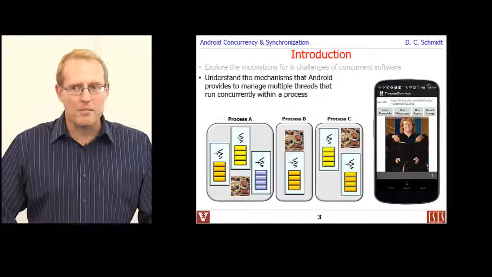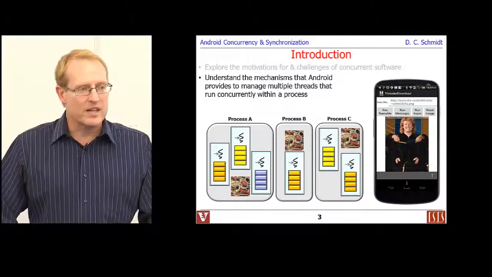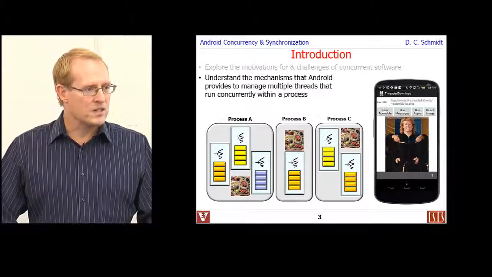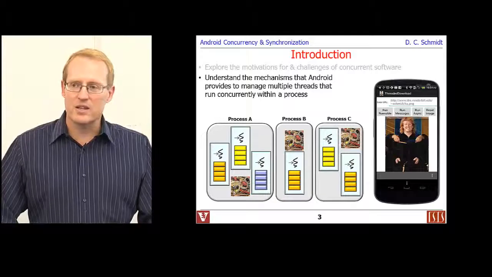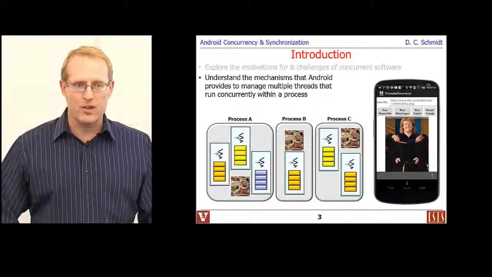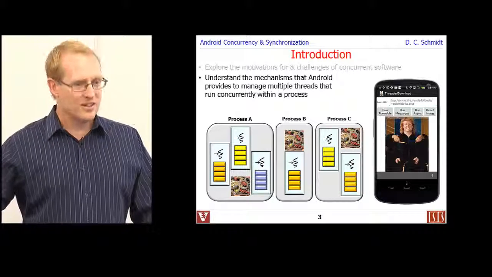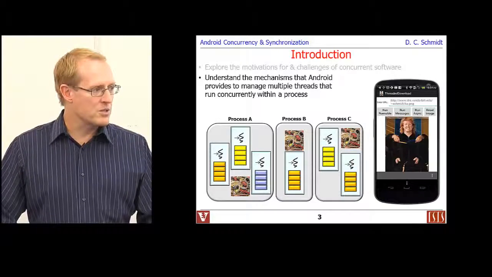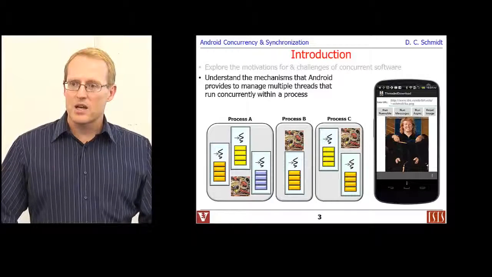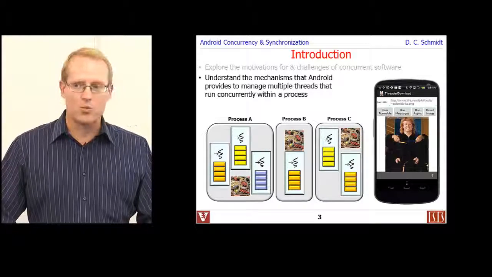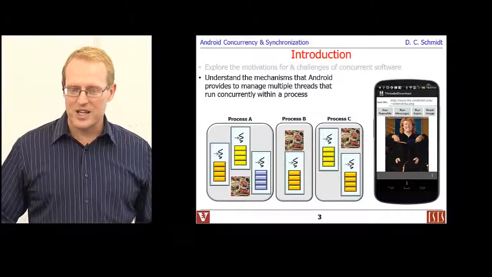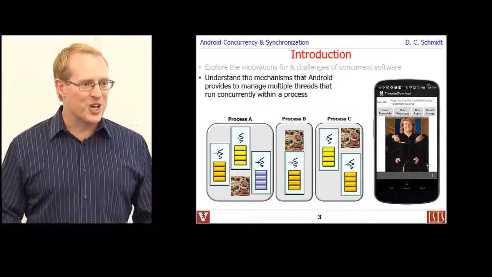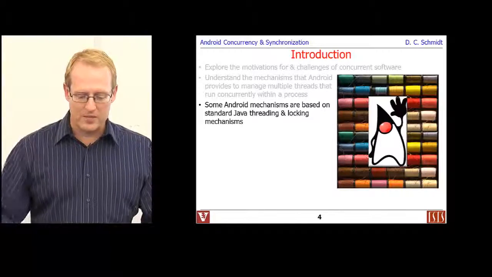We're also going to talk about the mechanisms that Android provides that allow you to manage multiple threads that run concurrently within a process. In addition to threads running concurrently within a process, in later modules in the course we'll talk about communicating between processes using various inter-process communication mechanisms. For this first go-around, for the sake of simplicity, we're going to assume that everything runs in the context of one process. But that's very easy to change as we get into the more advanced features of Android.